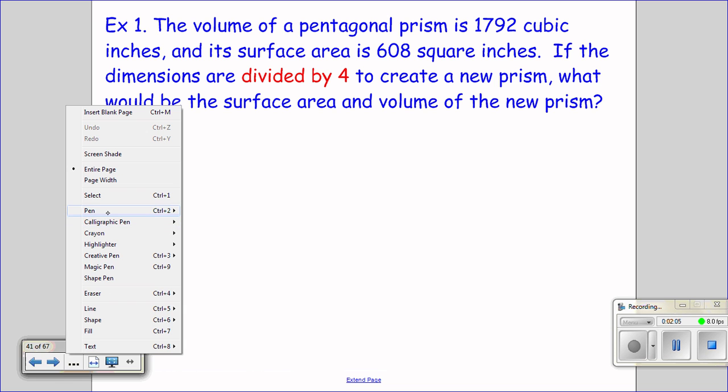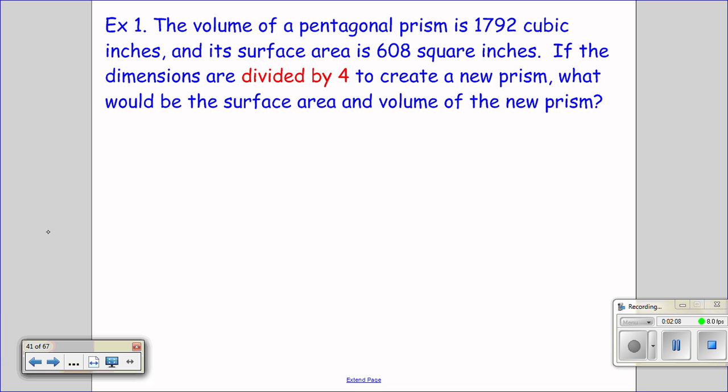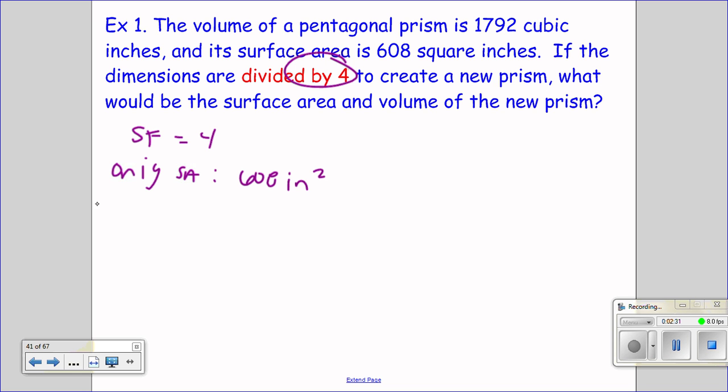So in this particular problem, our scale factor is 4. So again, the original surface area is 608 inches squared. And our original volume is 1792 inches cubed.